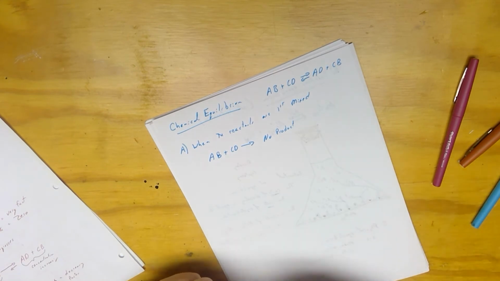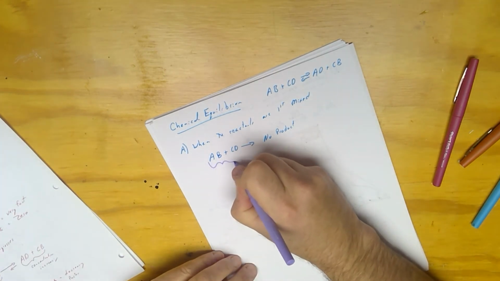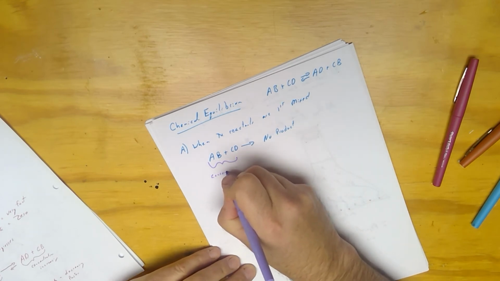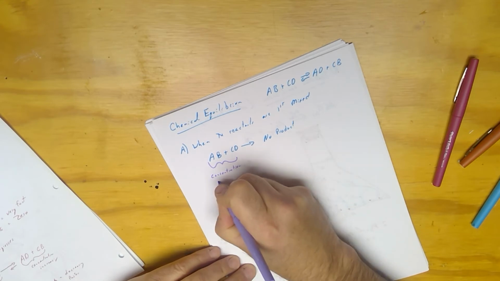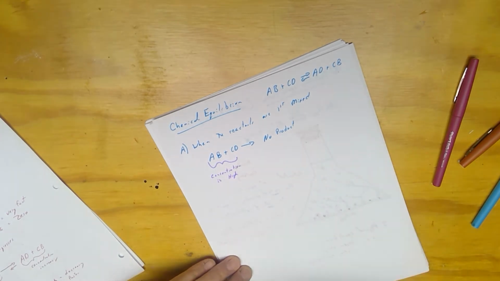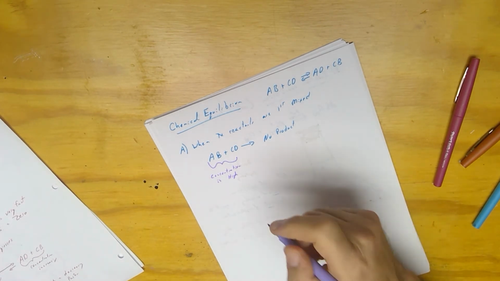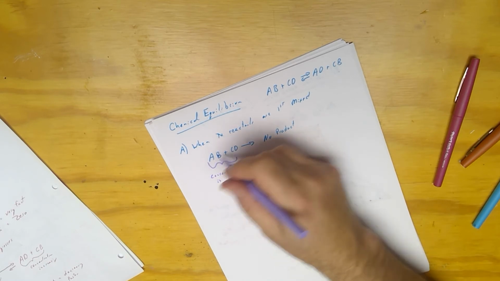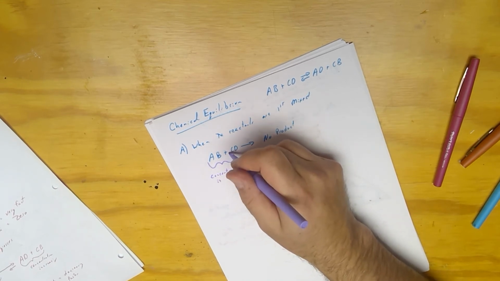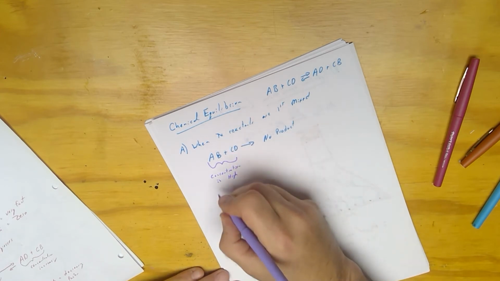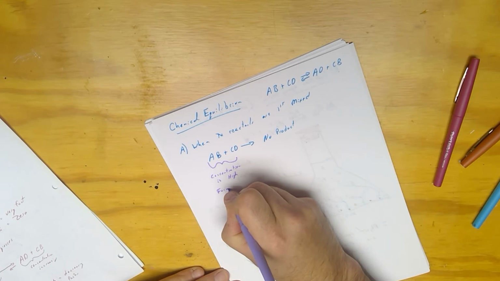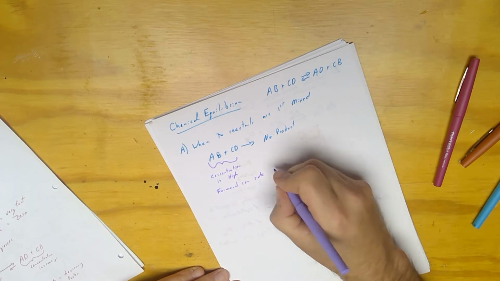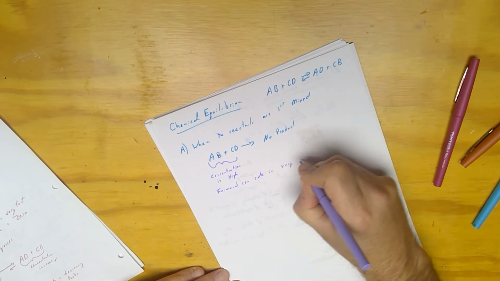Now, at the very instant that we put these together, the concentration of AB and CD is very high. What did we say about reaction rate if the concentration is high? Well, if there's lots and lots of this, there's going to be lots and lots of collisions, so the reaction rate is going to be fast. So the forward reaction rate is very fast.